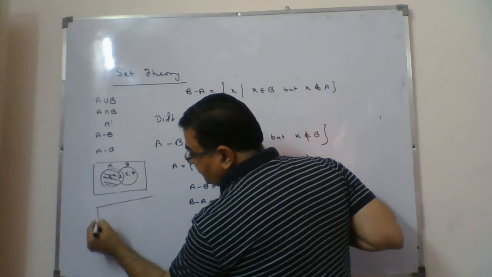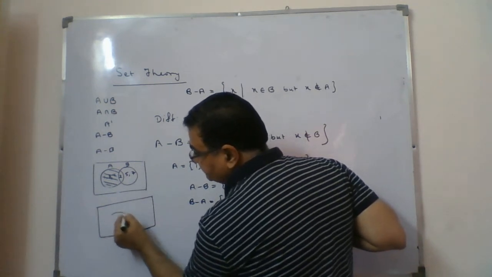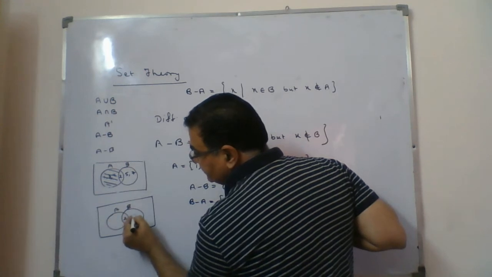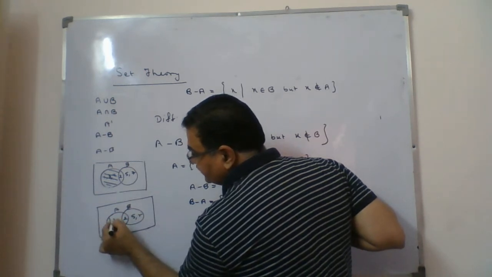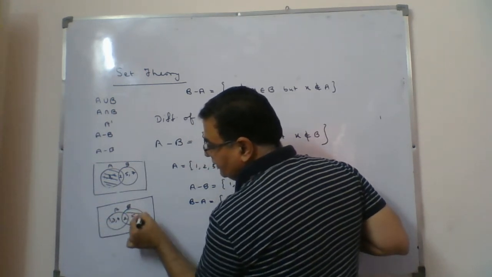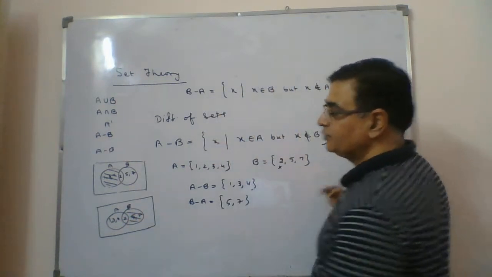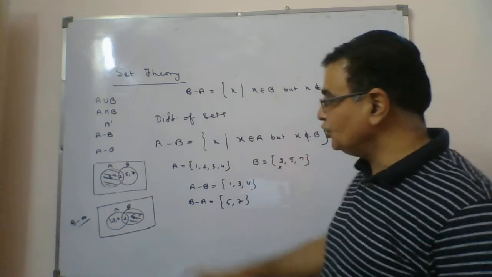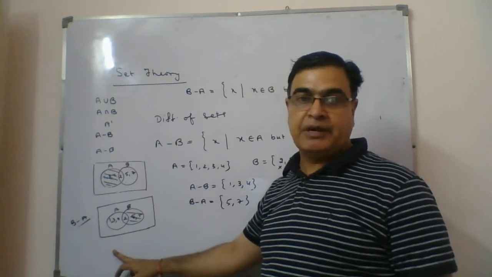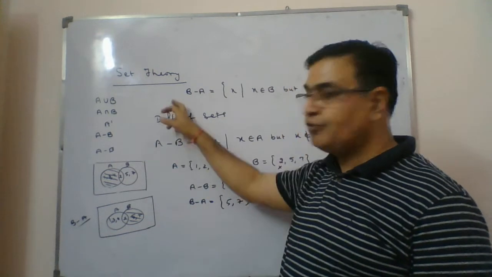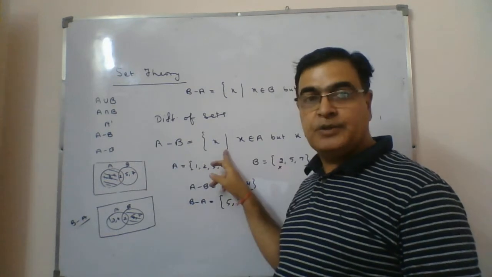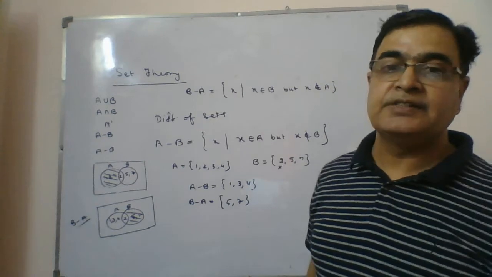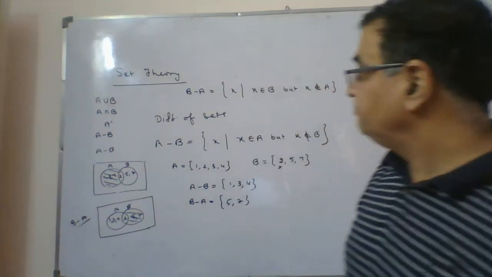Same way, if I say B minus A, you take only B. Only B means it will be 5 and 7. Here it is 1, 3, 4. So only this 5 and 7 will be taken as B minus A. So this is A minus B, this is B minus A. So you can have the difference of the sets. A minus B you can calculate, B minus A you can calculate. This will be called the difference of the sets.